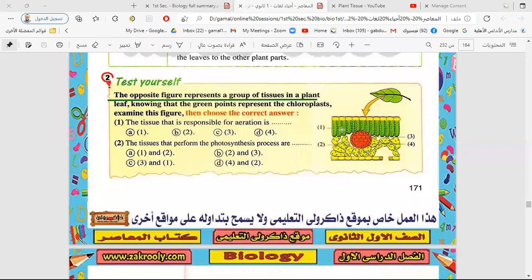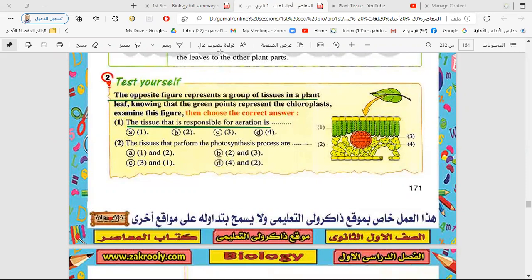It contains a large amount of chloroplast. And this one is called the spongy tissue. It contains a large amount of chloroplast and also large air spaces, and it's called spongy tissue. So the question here: the tissue that is responsible for aeration, is it number 1, 2, 3, or 4?